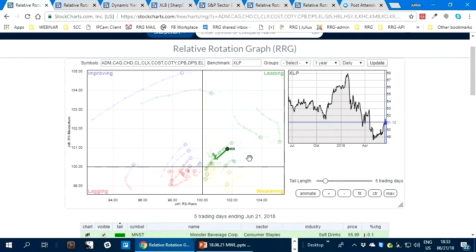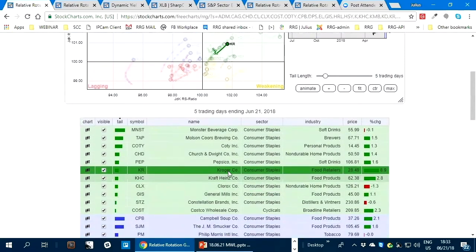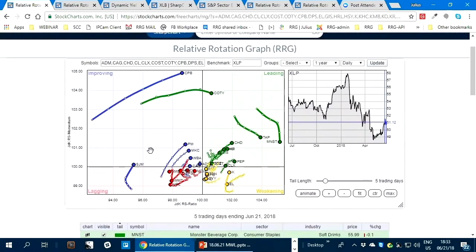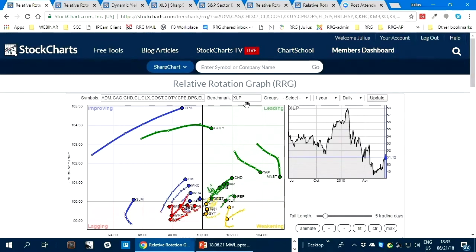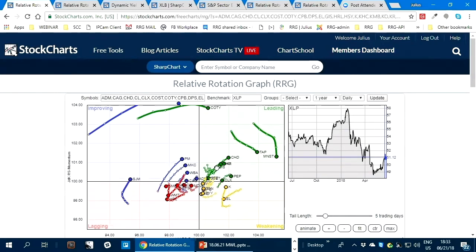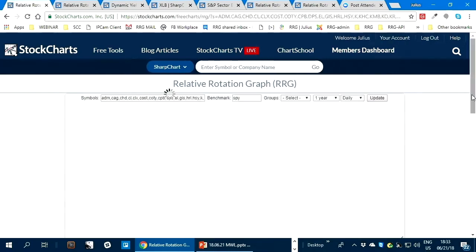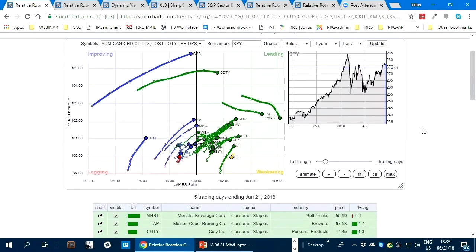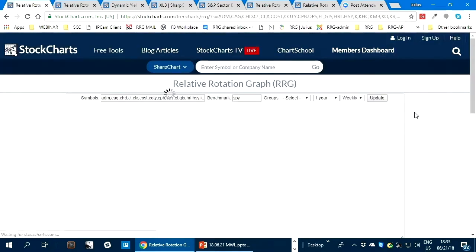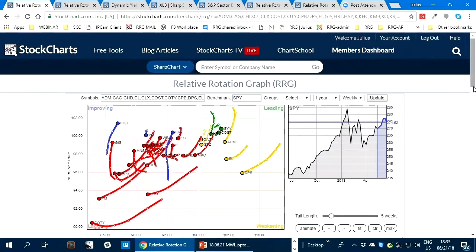Going back to the benchmark stuff, we now have, again, a closed universe because we have all the consumer staple stocks and the consumer staple sector. And we can also put this against SPY. And now it's an open universe. And because then I should put it on weekly. Now we only have a subset of SPY against the benchmark SPY.